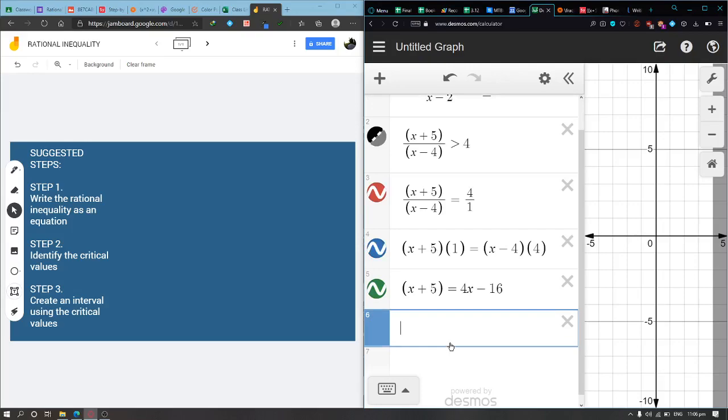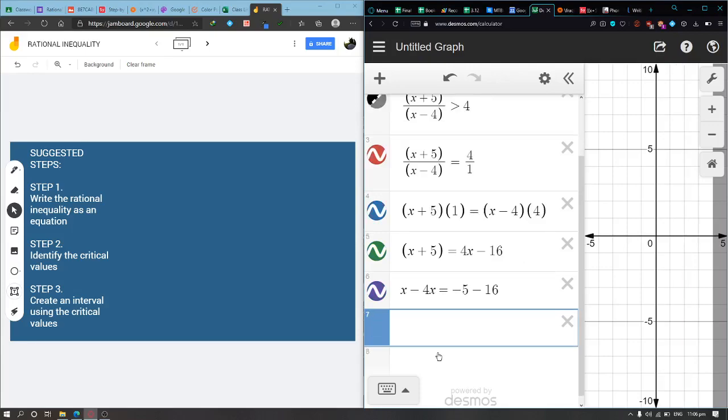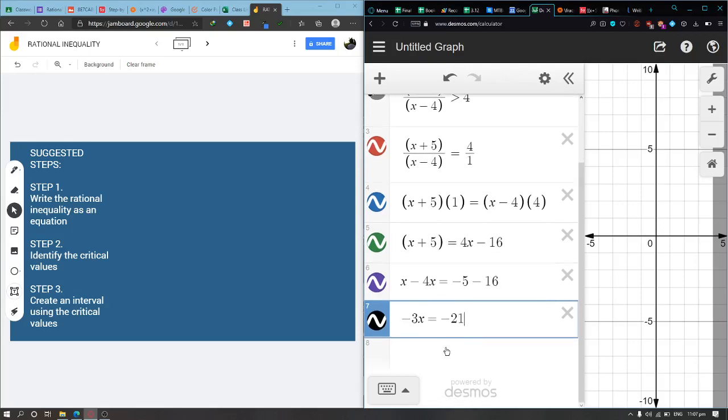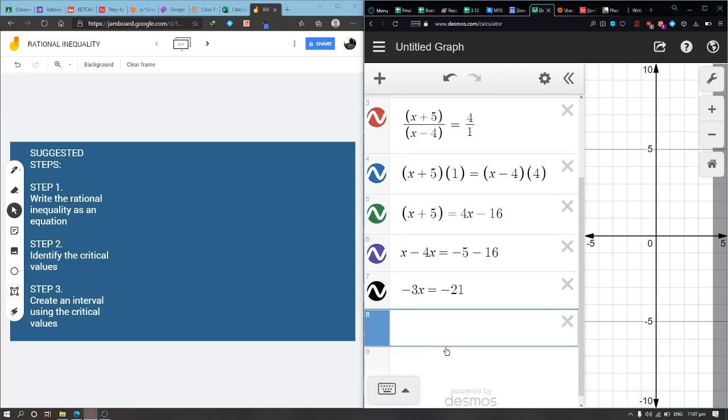So combine like terms: transpose the 4x, and then transpose 5 from left going right, and then minus 16. And then simplify. Negative 3x is equal to negative 21. So this is our equation.